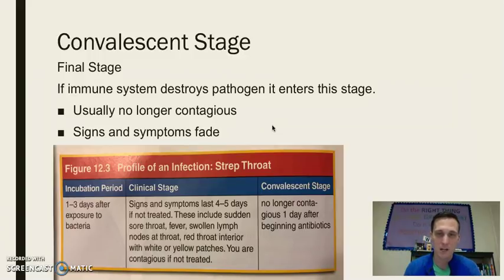And then convalescent stage is no longer contagious. You're over that. And this is going to be, again, unless you beat it yourself, after almost that full week, or after 1 day of taking antibiotics. So being on antibiotics for a day, 24 hours, a full day, you no longer are contagious and not going to pass this on to anyone else.